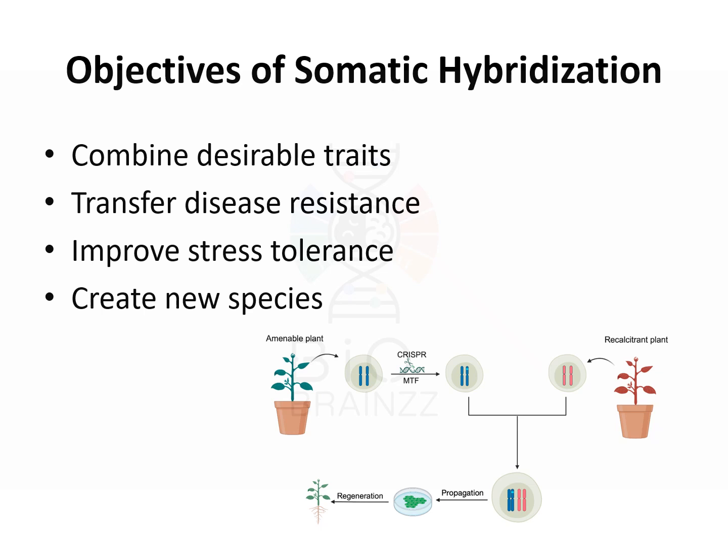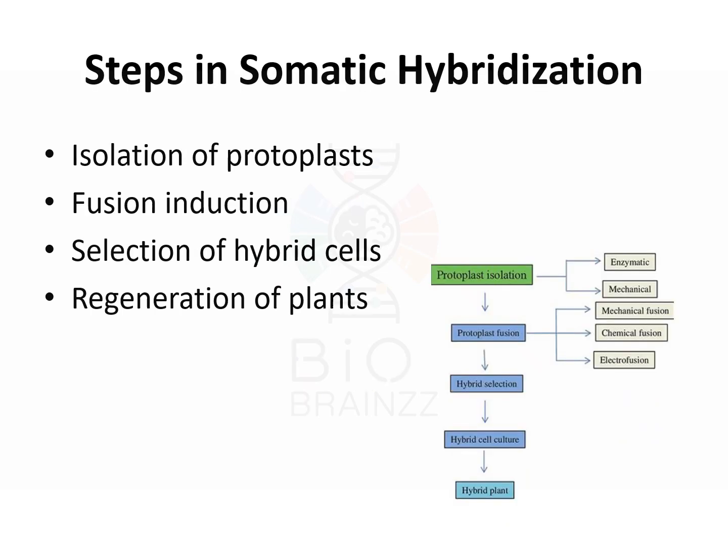Another important objective is the transfer of stress tolerance traits such as drought resistance, salinity tolerance, or temperature adaptability. Somatic hybridization can also be used to produce entirely new species, broaden genetic diversity, and overcome reproductive barriers that limit conventional breeding. Somatic hybridization involves several carefully controlled steps.